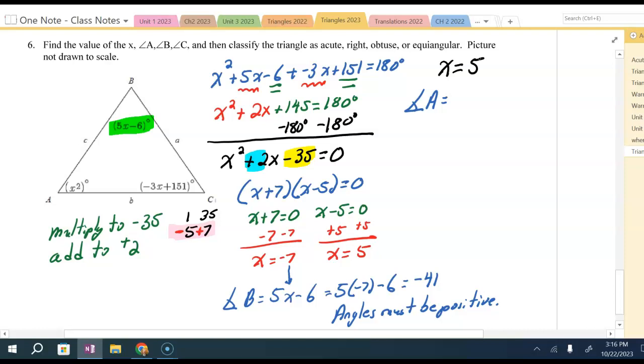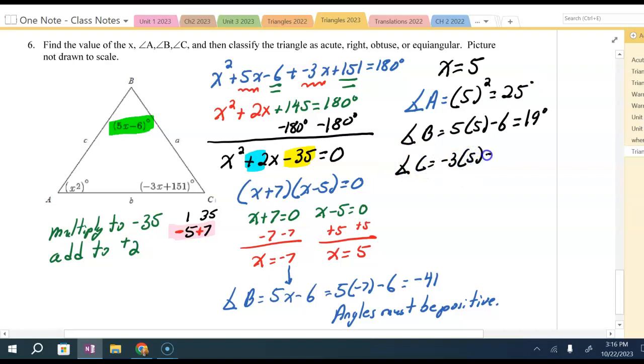So now that I realize that the negative 7 does not work, angle A is 5 squared, which is 25. Angle B is 5 times 5 take away 6. Using my calculator, I'm going to get 19 degrees. And angle C is negative 3 times 5 plus 151, which is 136 degrees. Since there is an obtuse angle of 136, this is an obtuse triangle.